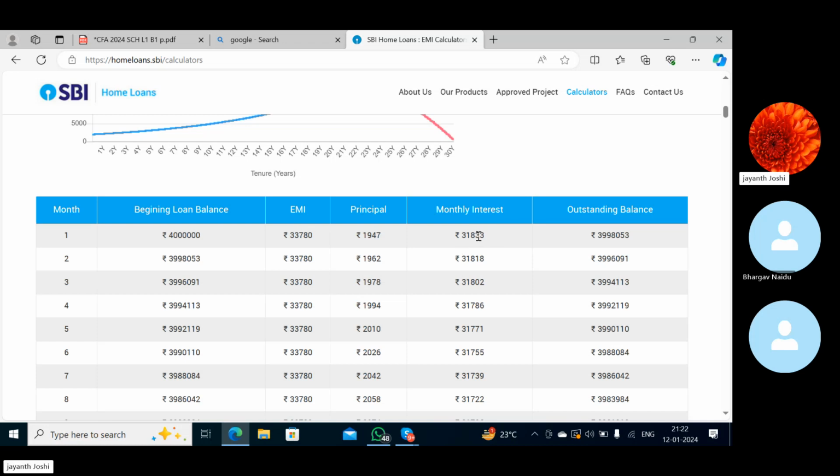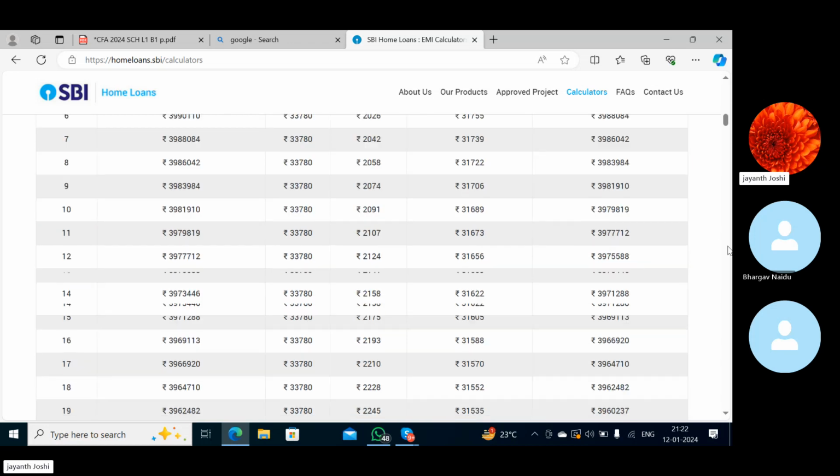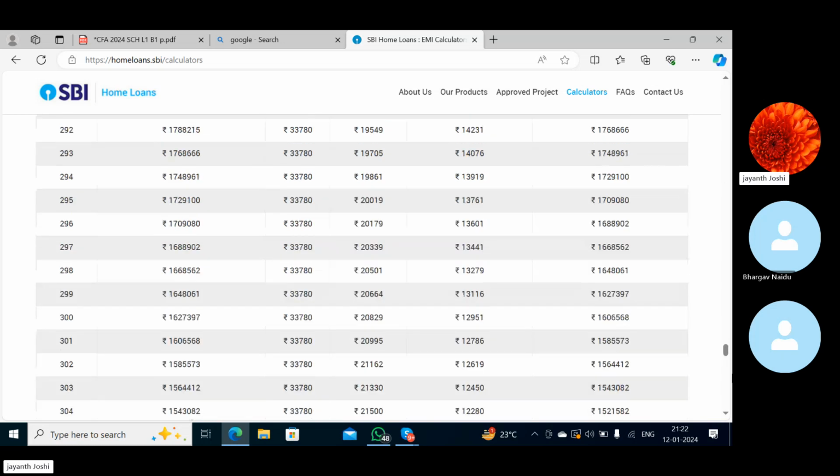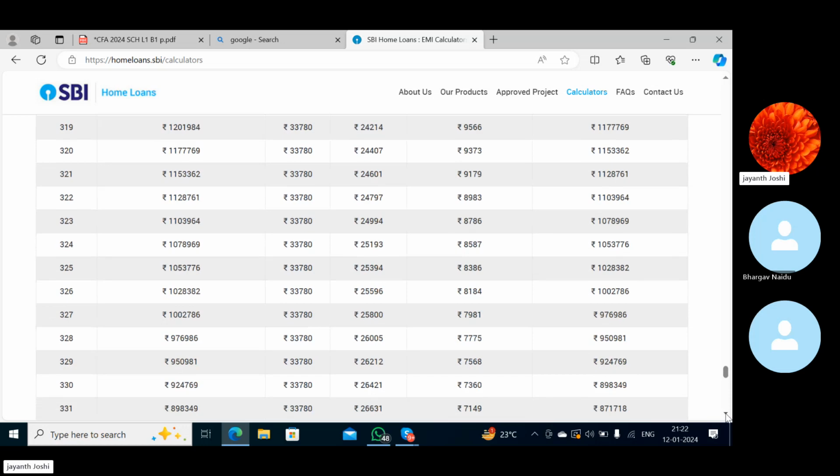And this is the monthly interest. So 31,833 plus 1947 is 33,780. This will be fixed for 30 years, that is 360 payments. You can check here. See, I am into the 360th payment. And I'll show you what difference you will see.